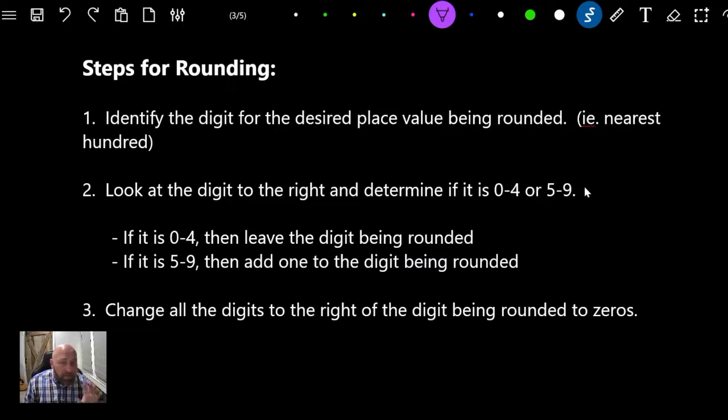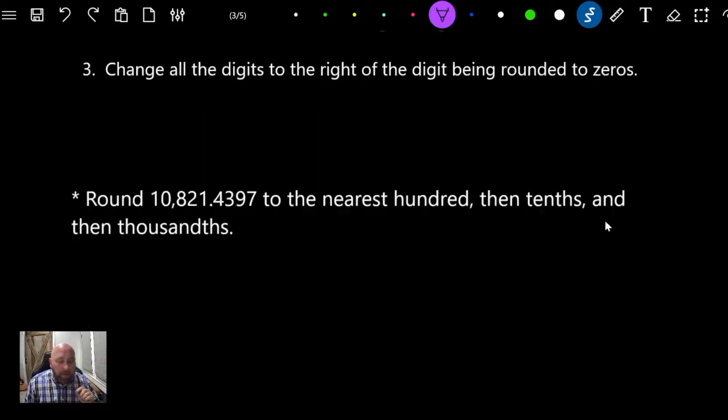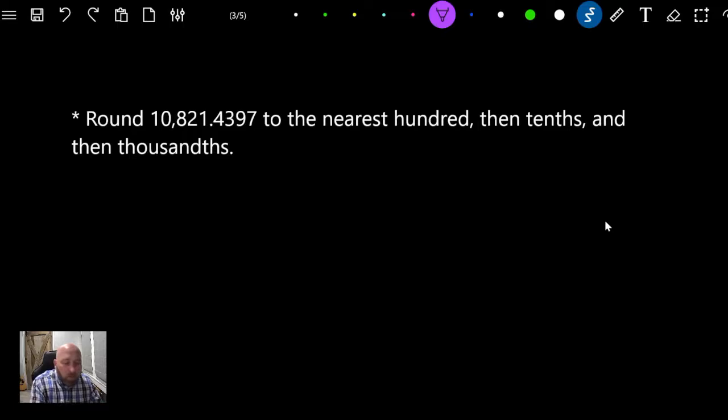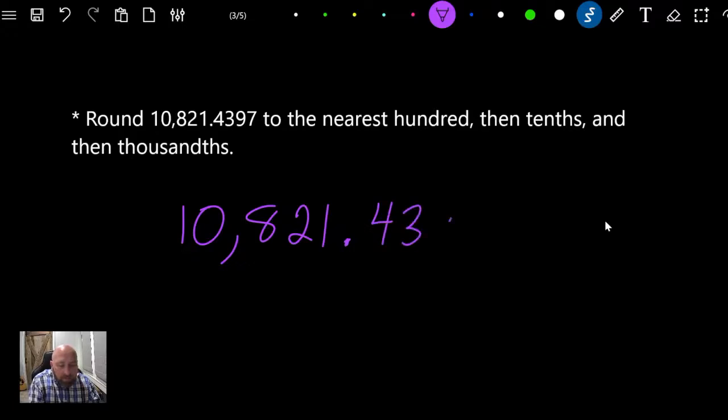Let's practice these steps, and then in your book these steps are listed, and then hopefully you wrote them down in your notebook so you can always go back and look at these. All right, so we want to round this number right here. Let's say this number first, right? It's 10,821 and 4,397 ten-thousandths is how you would say that number.